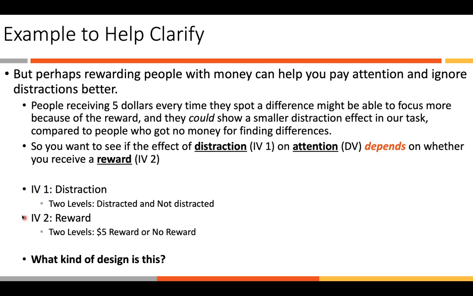So we have two independent variables: distraction, distracted versus not distracted are our levels, and independent variable number 2, reward, $5 reward for maybe winning the game or reaching some criteria of performance, versus a no reward condition where no matter what the participant does, they don't receive a reward.